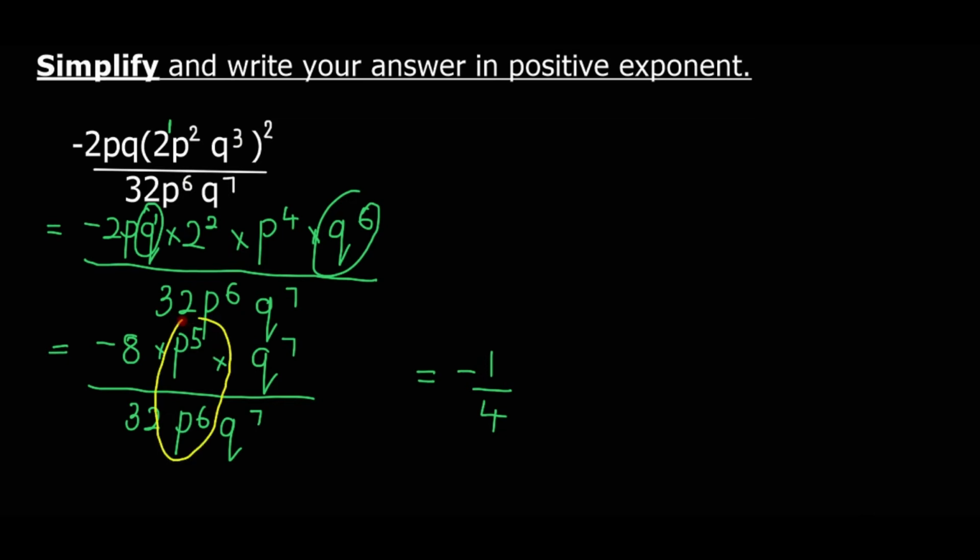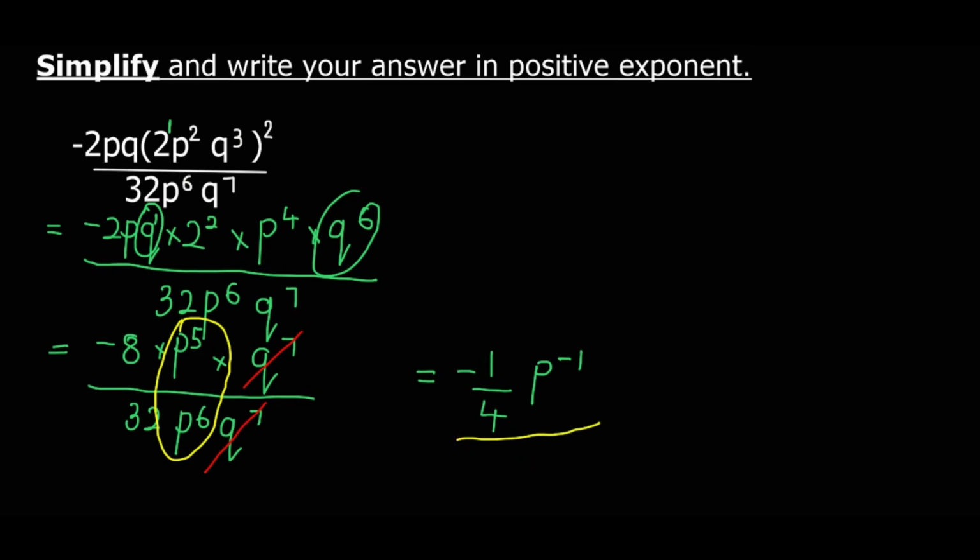And then from here we look at the variables. We divide p to the power 5 by p to the power 6. We take the exponent at the top minus the exponent at the bottom. This means 5 minus 6. 5 minus 6 is negative 1. And then q to the exponent 7 divided by q to the exponent 7. This means we write q to the 1 and then 7 minus 7, and 7 minus 7 is 0. We say any number to the power 0 is 1. So this means there is no need to write the 1, or you can say q to the power 7 and q to the power 7 are cancelled because the numerator and the denominator cancel. So this means this is our answer.